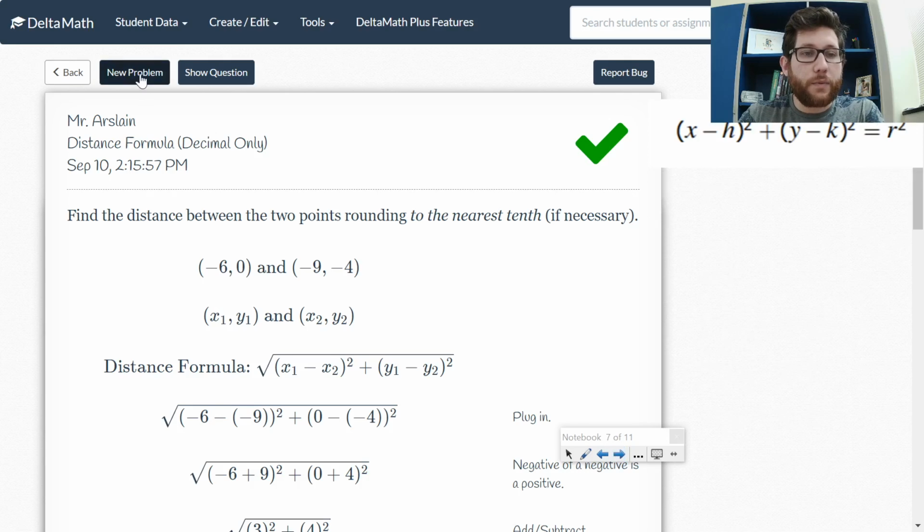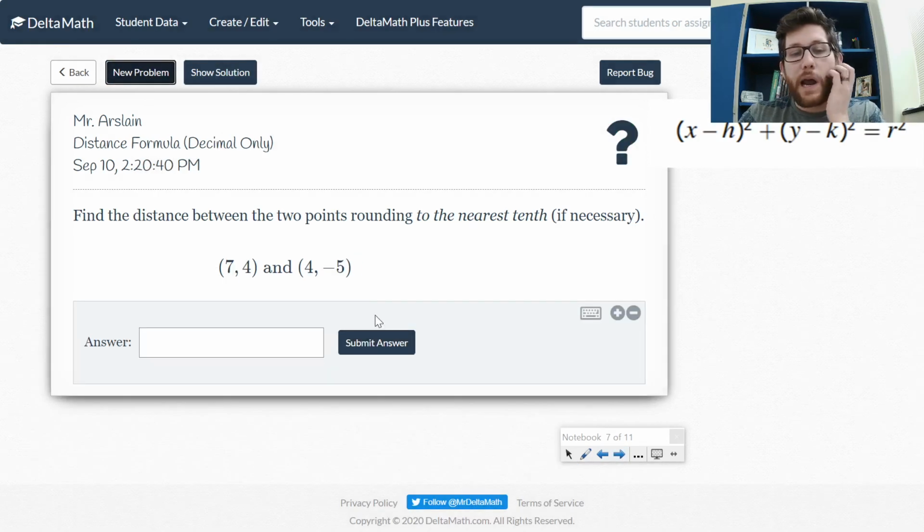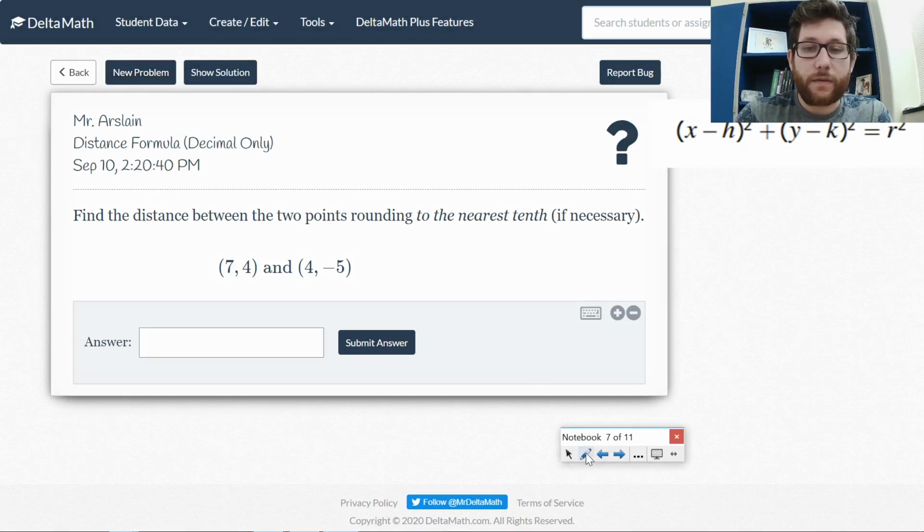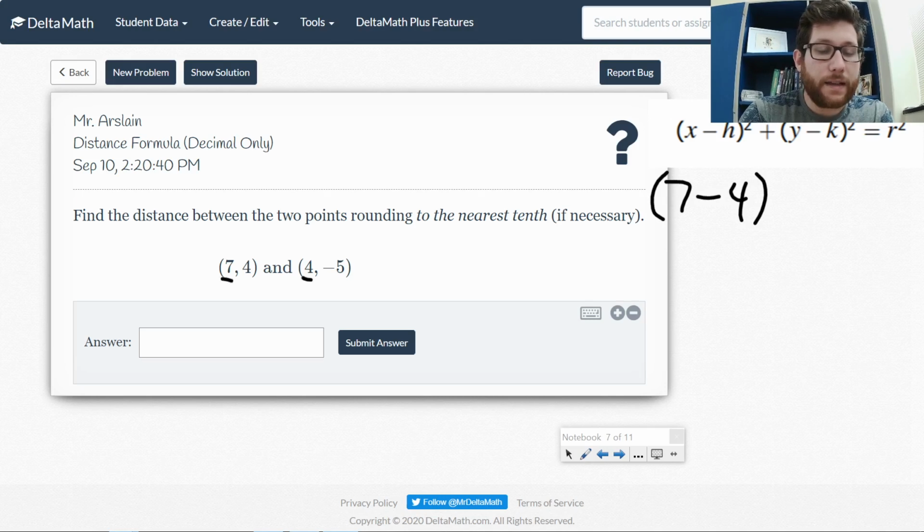All right, so let's try another problem. Try one more here. All right, this is a really good problem. Let's do this one. Once again, I'm going to plug my two x values in. So I've got 7 minus 4. Now notice, I'm plugging in this x value and that x value. I'm not combining these two together. That's not what we do. We don't combine them inside the parentheses. We take the first one and the first one, and then in the second set, we'll do the second two. So we'll put a squared here, plus 4 minus a -5.